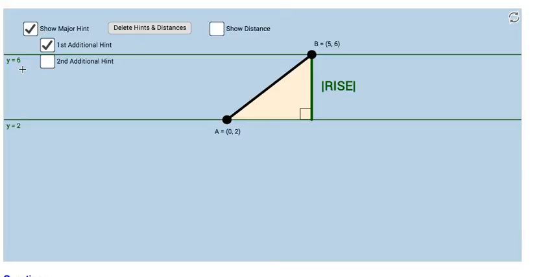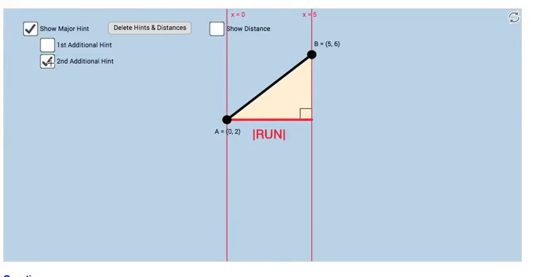And usually most students are able to tell me, well, 4. And then I ask, well, how'd you get that? Oh, it's just 6 minus 2. And I said, okay, why don't you jot that down on your paper? 6 minus 2 is 4. Okay, well, let's show the second hint now.